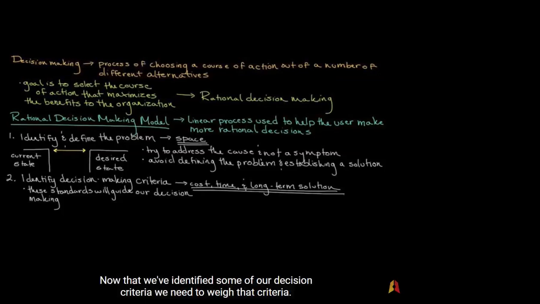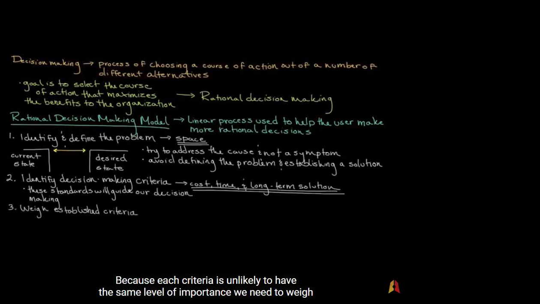Now that we've identified some of our decision criteria, we need to weigh that criteria. Because each criteria is unlikely to have the same level of importance, we need to weigh those standards differently. There are a few ways that we can accomplish this.